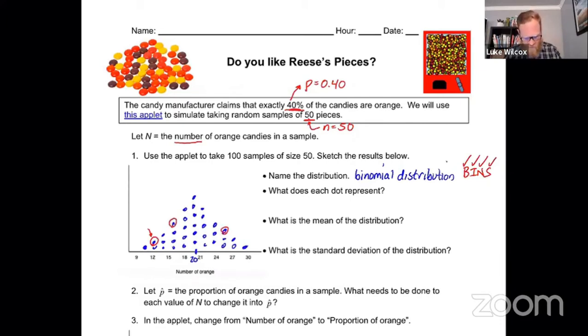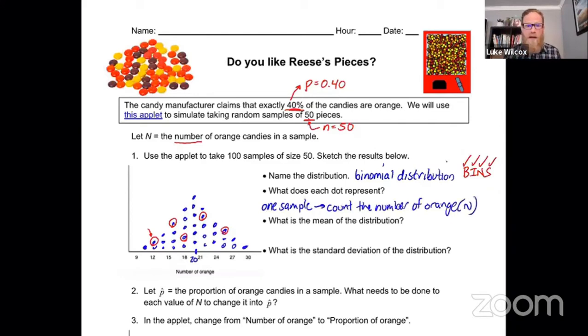And this is a different random sample, and this is a different random sample, and this is a different random sample. So to answer the question here, what does each dot represent? It represents one sample of 50 Reese's Pieces. And then what we're going to do with that sample is count the number of orange. And we are calling this random variable n.